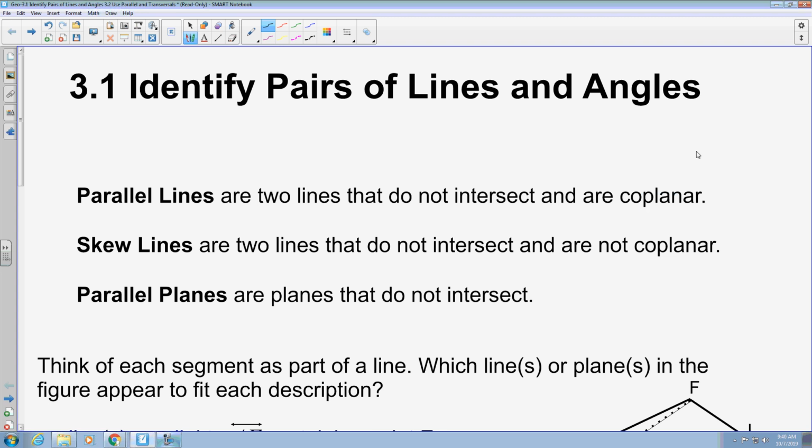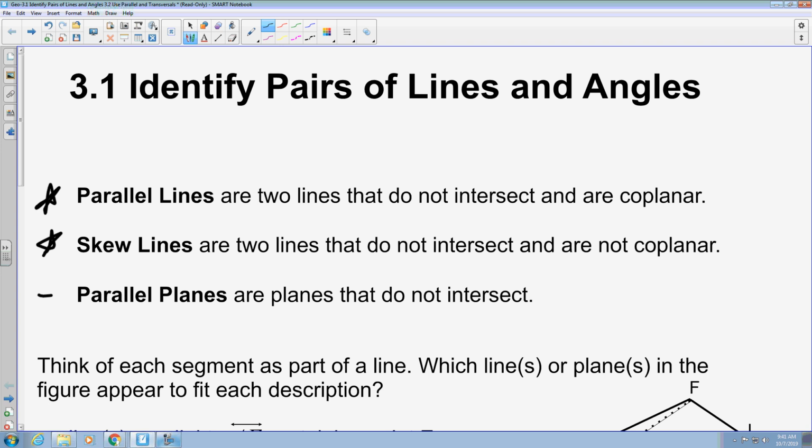All right, we're in section 3.1 where we're going to identify pairs of lines and angles. So when we're looking at line and plane relationships, especially when you have multiple lines or multiple planes, one of the things that we're going to look at are both parallel and skew lines, and then also parallel planes.